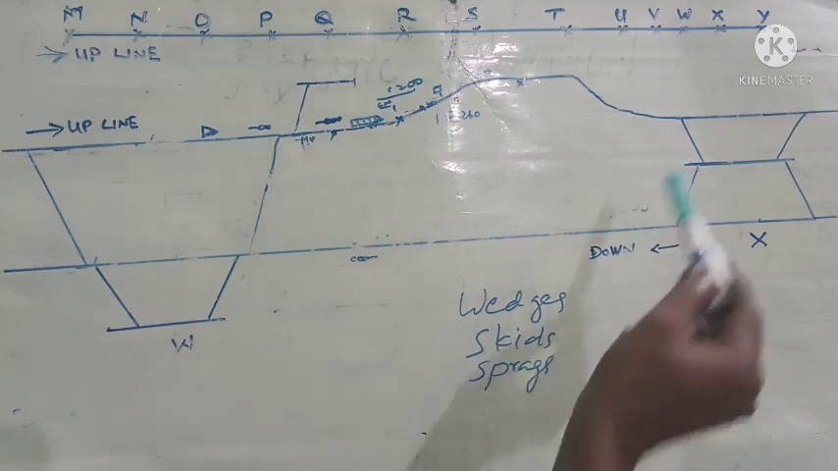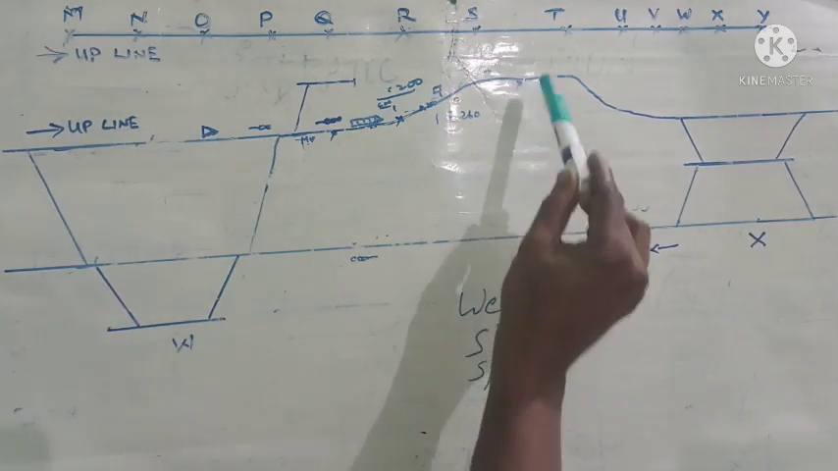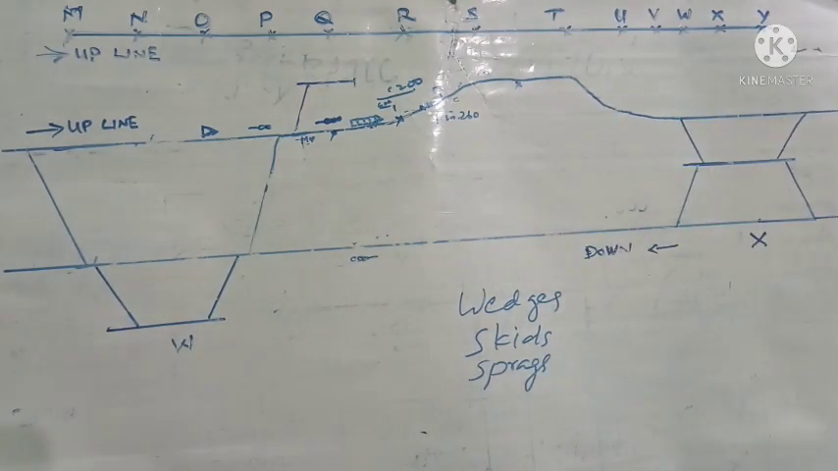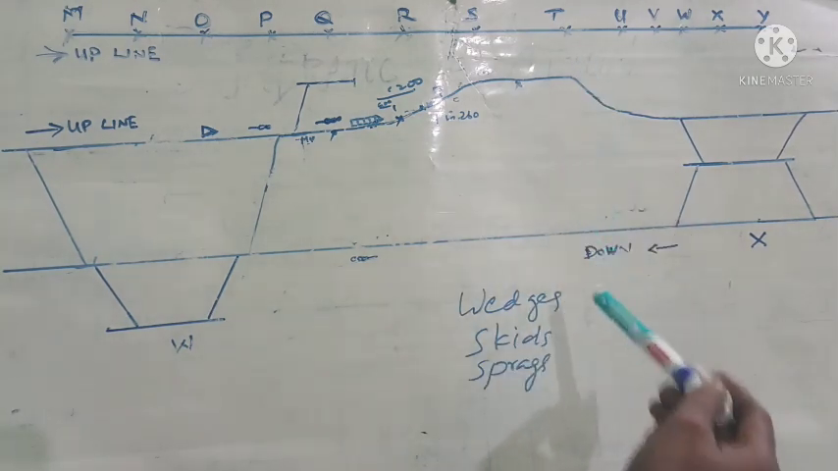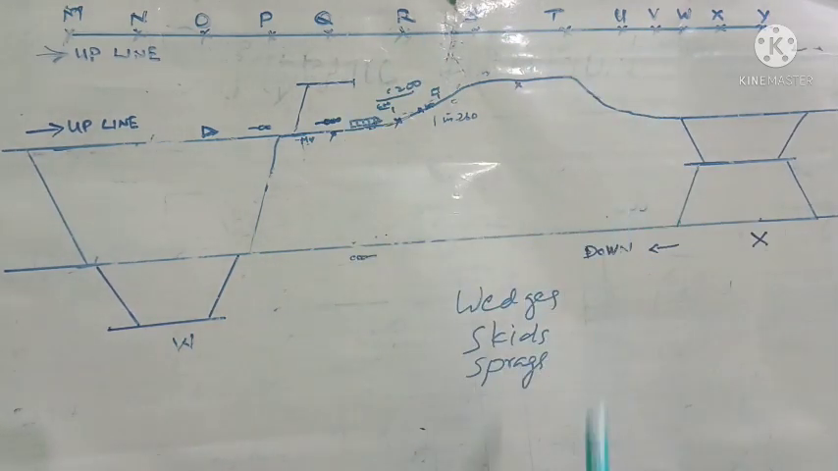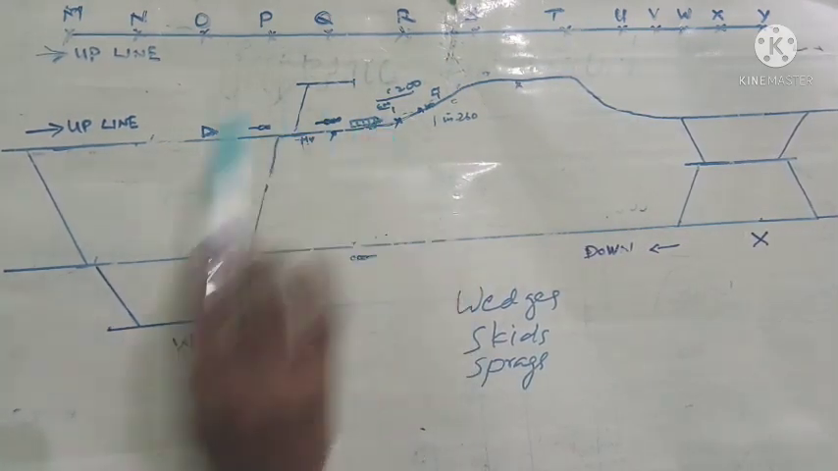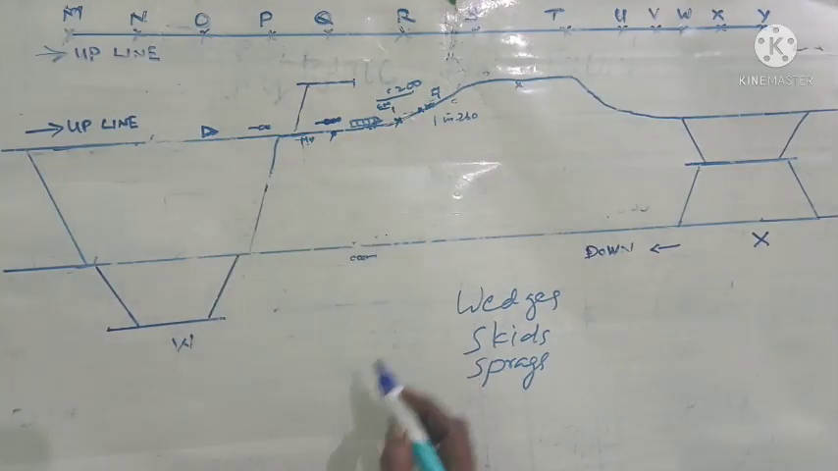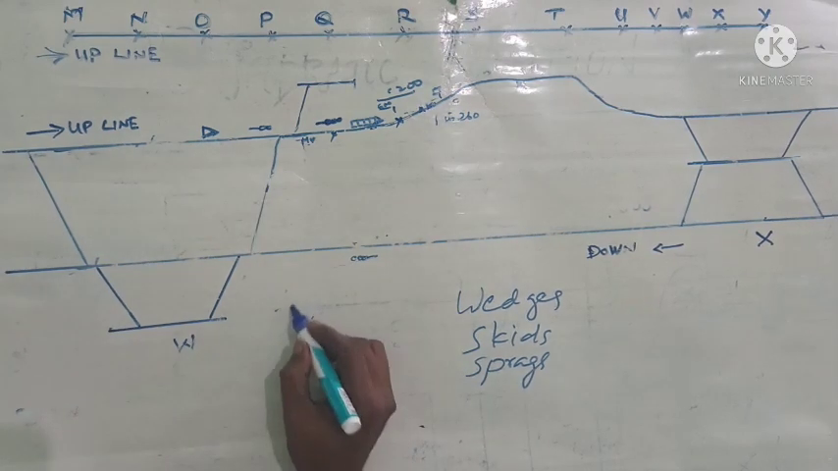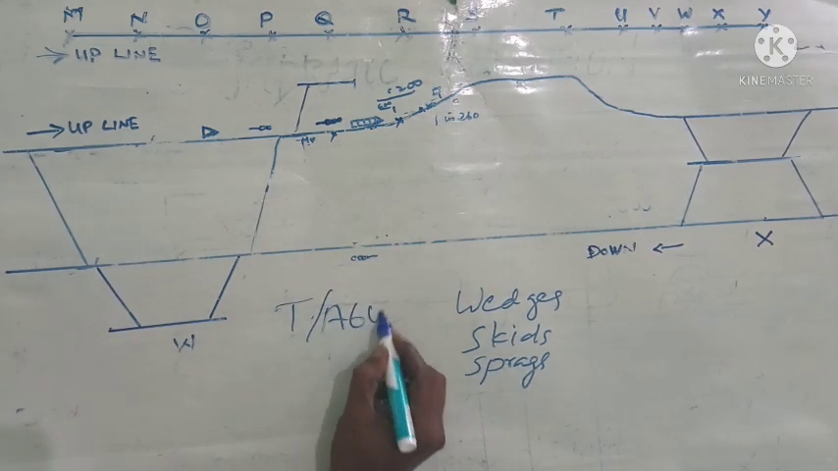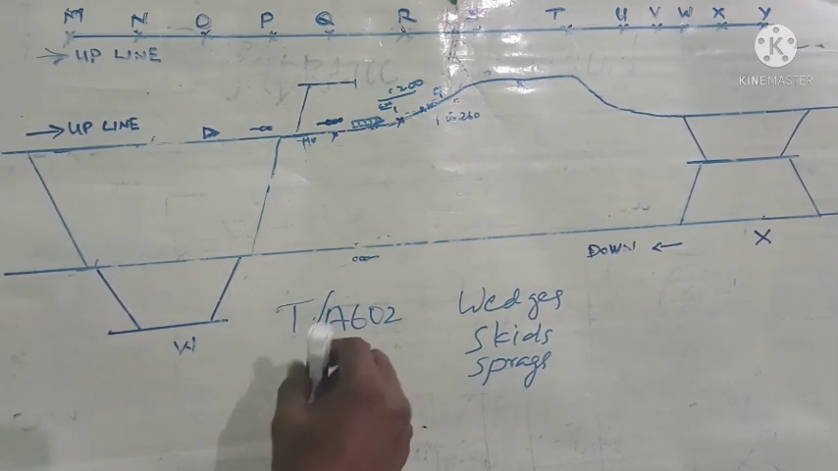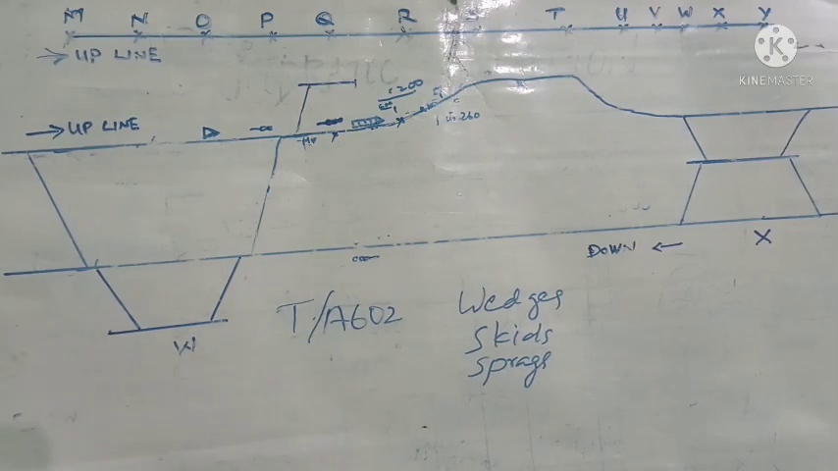For asking line clear or for granting line clear, whatever it be, the block section should be clear, not only up to the home signal but also for an adequate distance beyond it, that is 180 meters, not less than 180 meters. So here this train is occupying the section, so there is no question of granting line clear and also seeking line clear. Now the engine can be sent only with the authority to proceed without a line clear. That authority is called T/A 602. So that authority to proceed without a line clear for the loco pilot is T/A 602.